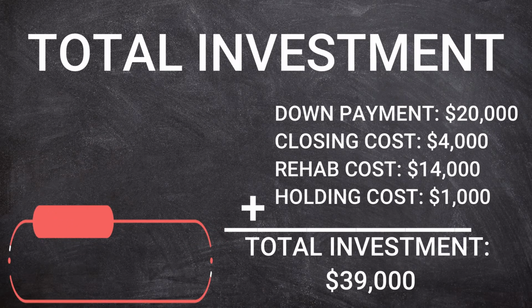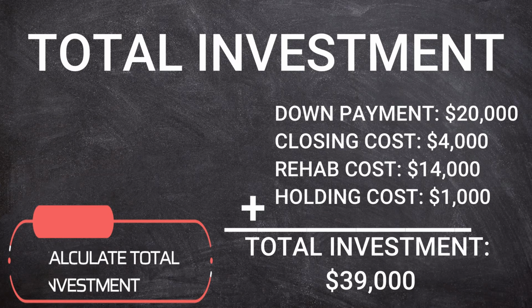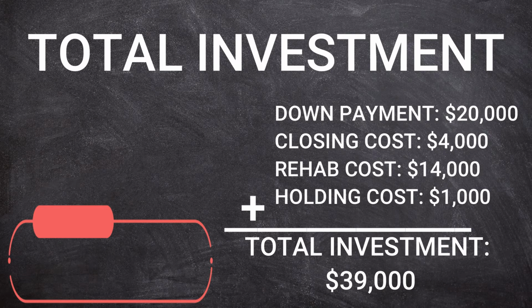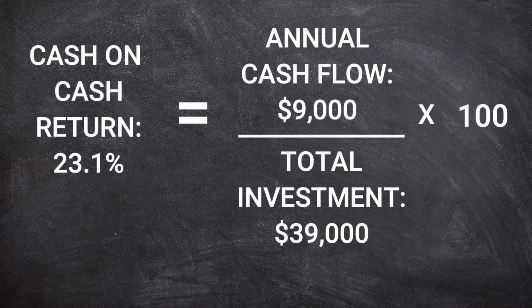In step 3, we calculate our total investment. So our down payment of $20,000, our closing costs of $4,000, our rehab costs $14,000, and our holding costs $1,000, and we add up that sum. So in total, we invested $39,000.